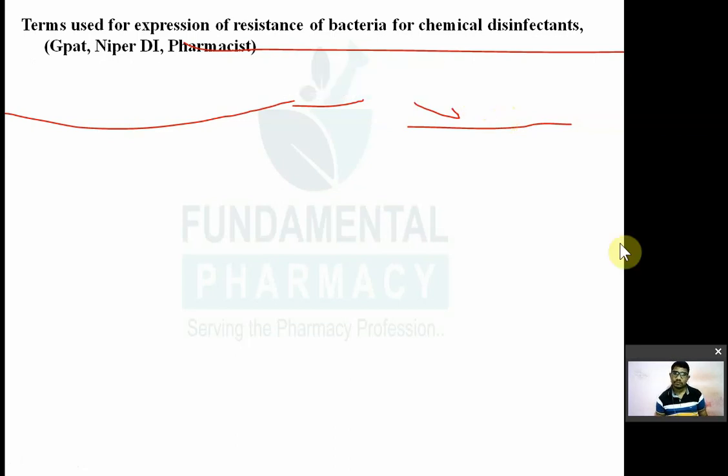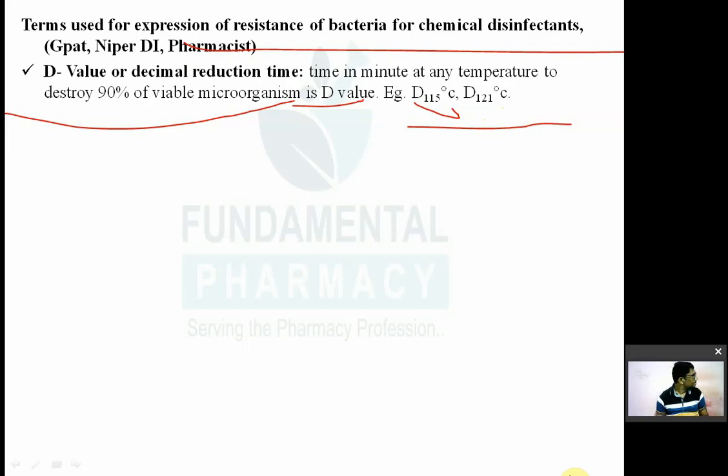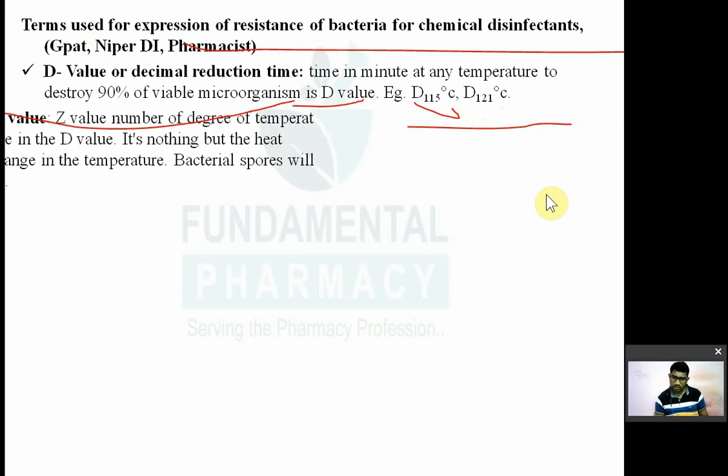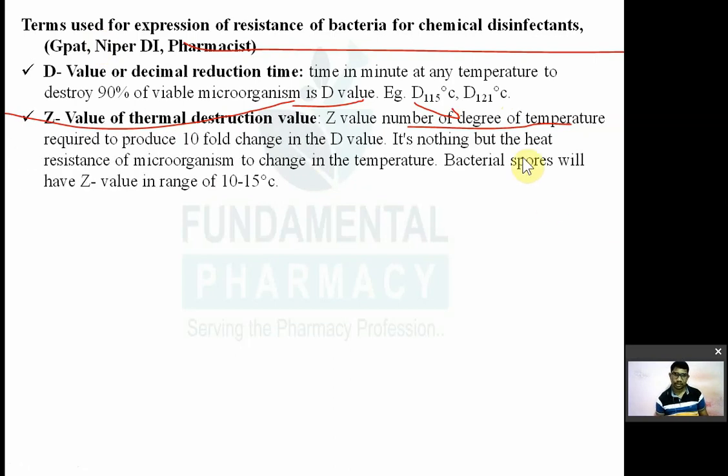Next one is the Z value. Z value means thermal destruction time. It is the degree of temperature required to produce a 10-fold change in the D value. We have already seen this definition, but Z value is the number of degrees of temperature to produce the 10-fold change in the D value. That is one logarithmic change. It is nothing but the heat resistance of microorganism to the change in temperature. Microorganism का resistance कितना है to the change in temperature? That is nothing but the Z value.